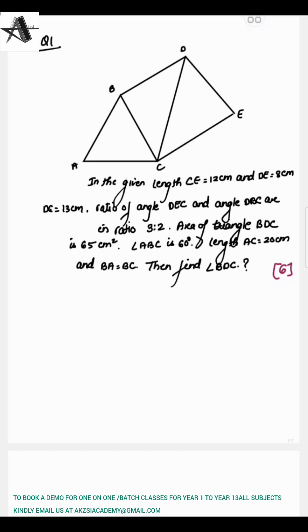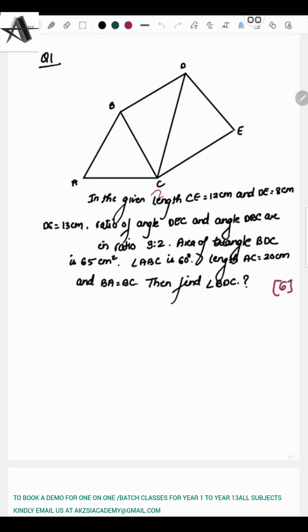In the given figure, the length CE is equal to 12 centimeters. It's 8 centimeters. This is 13 and the ratio is given. Main thing, we always go in reverse order. Reverse order means first we know at least what they are asking you. They are asking you to find angle BDC. First locate angle BDC. This is the angle that we have to find.